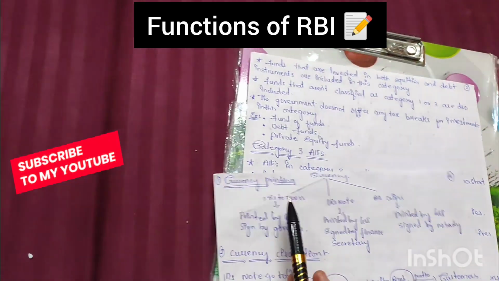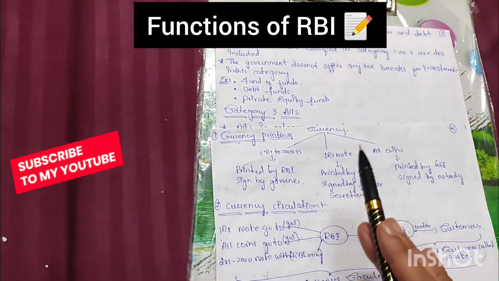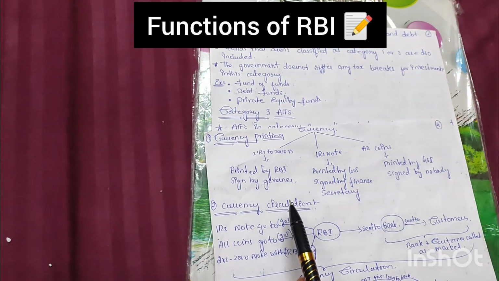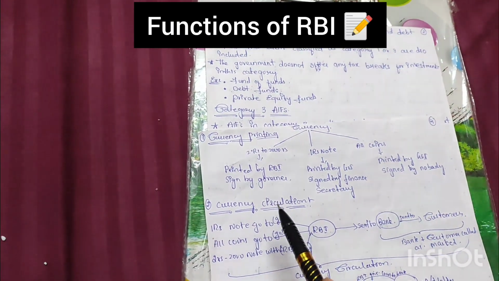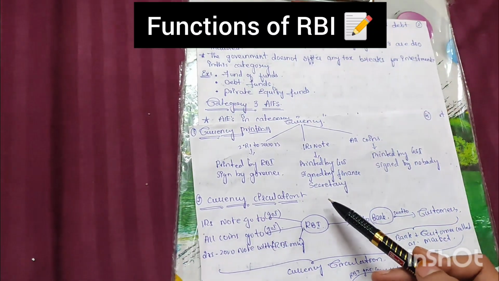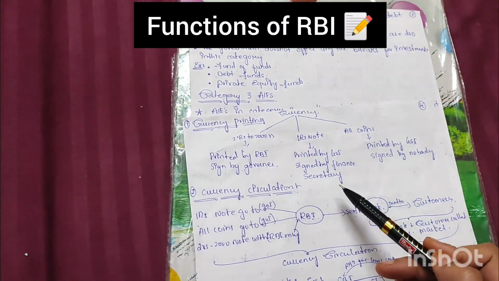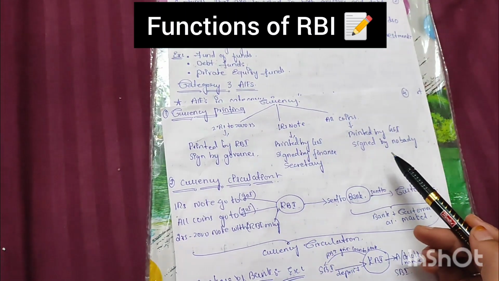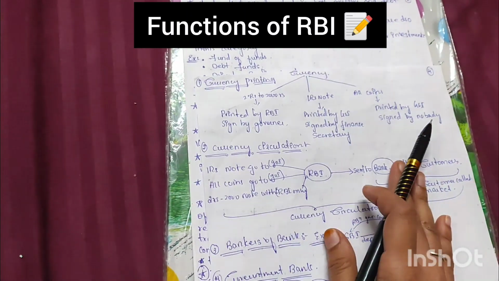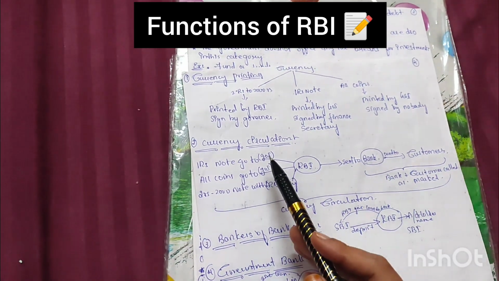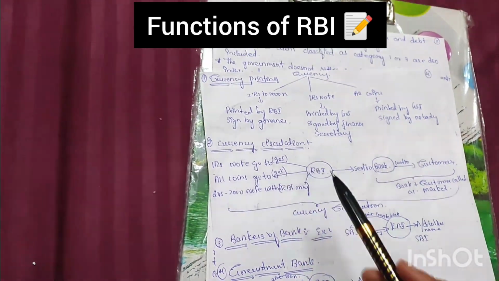So the currency printing. 2 rupees to 2000 rupees notes are printed by RBI and signed by the RBI governor. 1 rupee note is printed by Government of India but signed by the Finance Secretary. All coins are printed by Government of India but signed by nobody, because you have seen that in coins there are no signs.